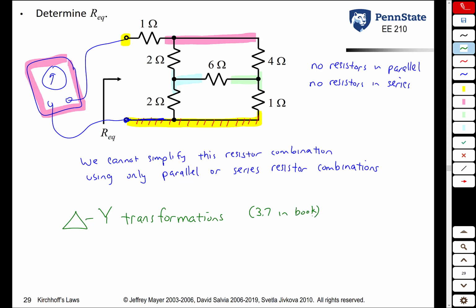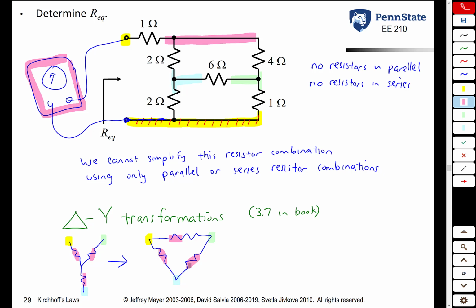The idea behind a delta Y transformation is if you have resistors, let's say in a Y configuration, you can convert them to resistors in a delta configuration where that node is the same as that node, that is the same as that, and that is the same as that. And there's an equation, a somewhat complicated equation relating these 3 resistor values to these 3 resistor values.